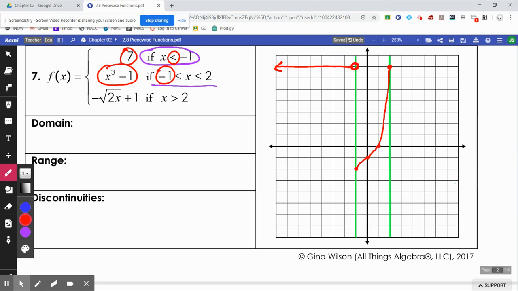Now the last portion of our graph is going to be the square root function. And we're going to graph it everywhere greater than 2. We can plug in 2. That'd be this negative square root of 4 plus 1. So that'd be -2 plus 1, which is -1. So let's do an open circle at -1. And that's where my graph's going to start for that interval.